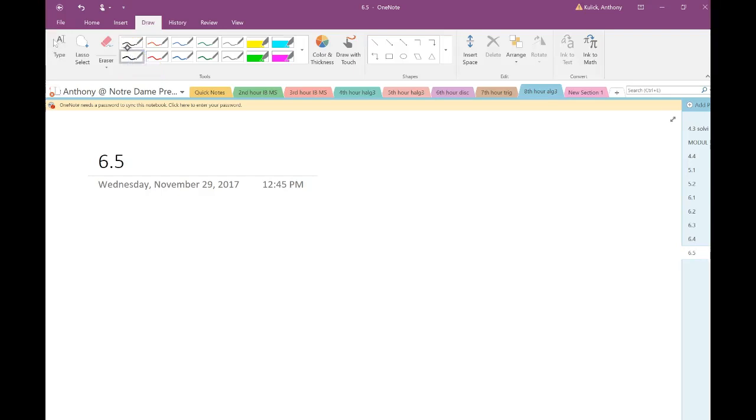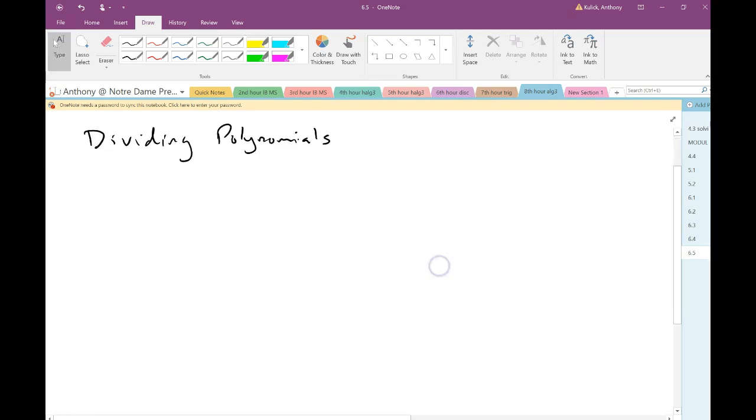These notes are for lesson 6.5. This is on dividing polynomials. So before we start talking about dividing polynomials, let's talk about dividing in general.